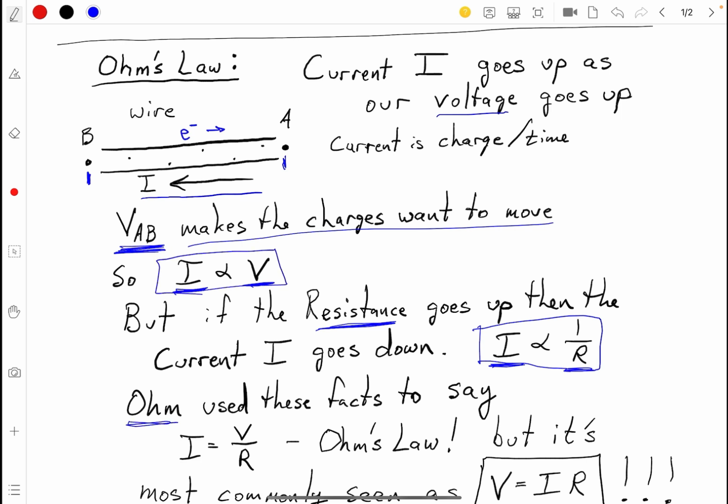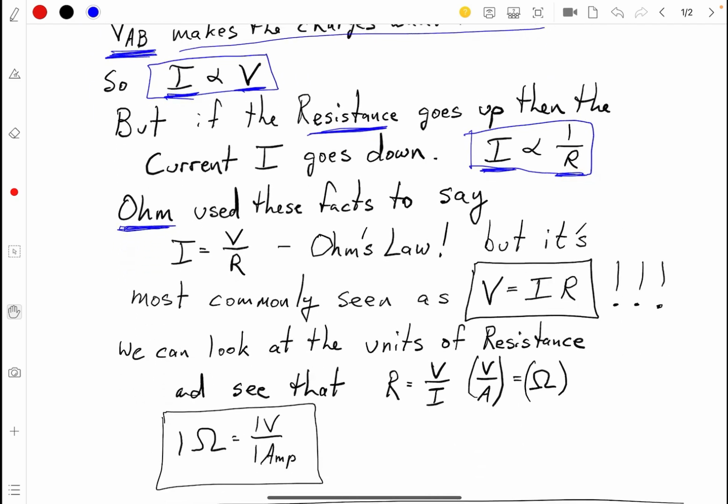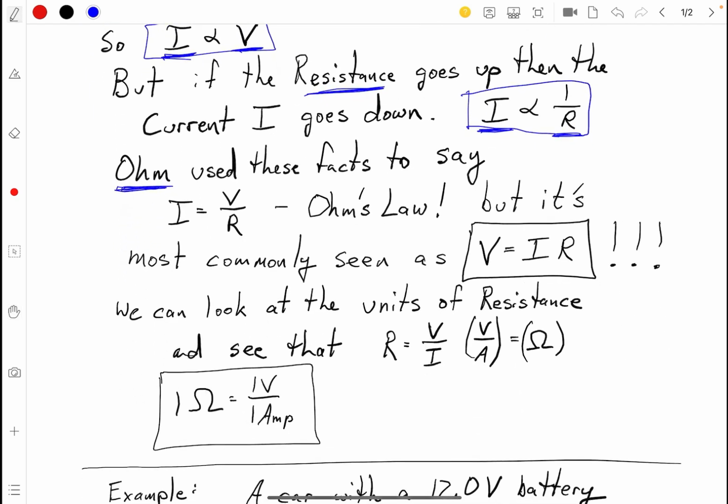And so Georg Ohm used these facts, all right? And that's why we gave it the name ohms, because we're honoring him, because he did this work. And he said, well, if we combine those two things, then our resistance is equal to the voltage divided by the current, but you can rewrite that, okay? And it's most commonly seen as V equals IR. Either way, however you want to write it, that's how it works.